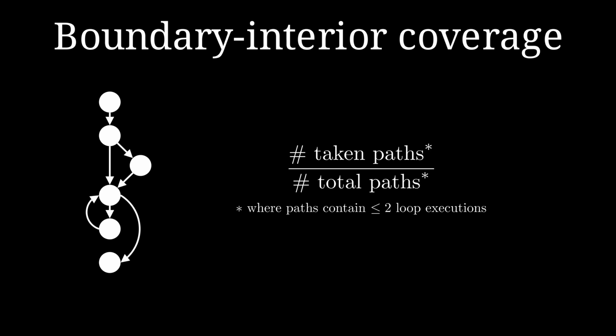Concretely, this means that we need all paths with no loop executions and all paths where the loop is executed exactly once. This is called testing the boundary of the loop, and then all paths where the loop is executed at least twice, called testing the interior of the loop. Under this criterion, we need at least 6 tests to reach 100% coverage for our example.